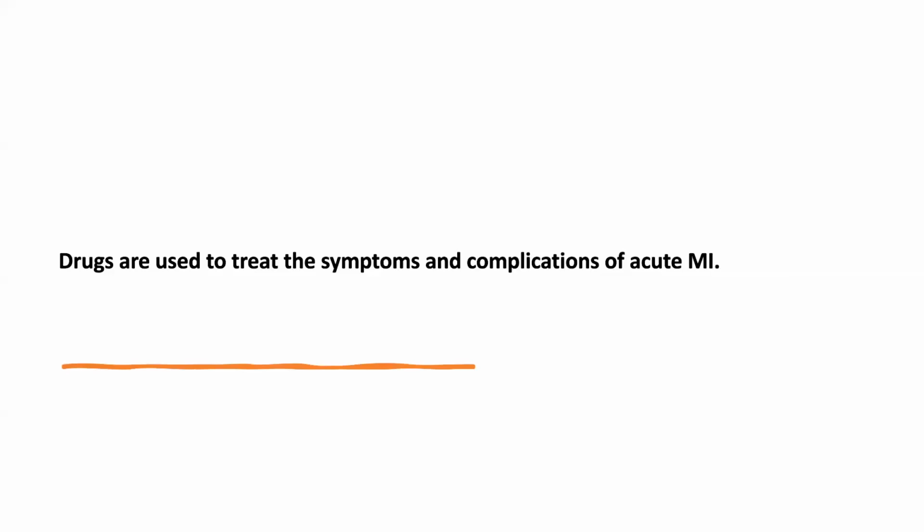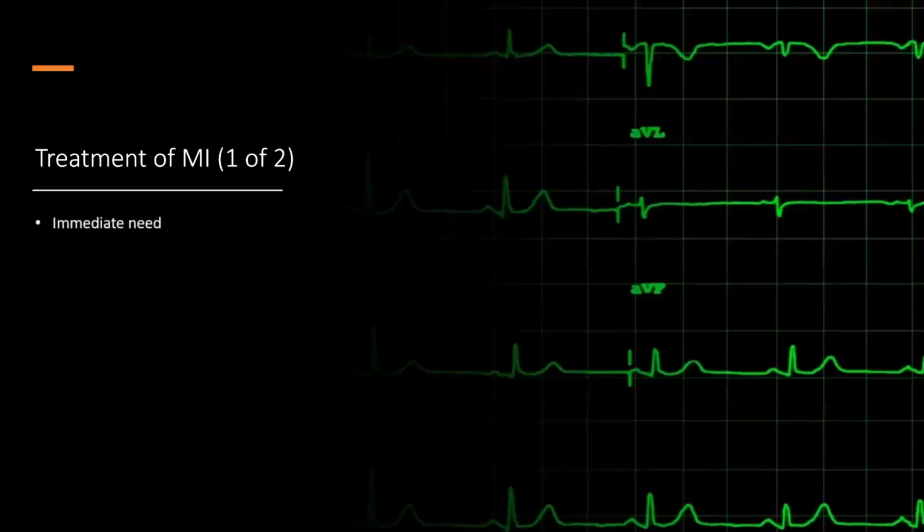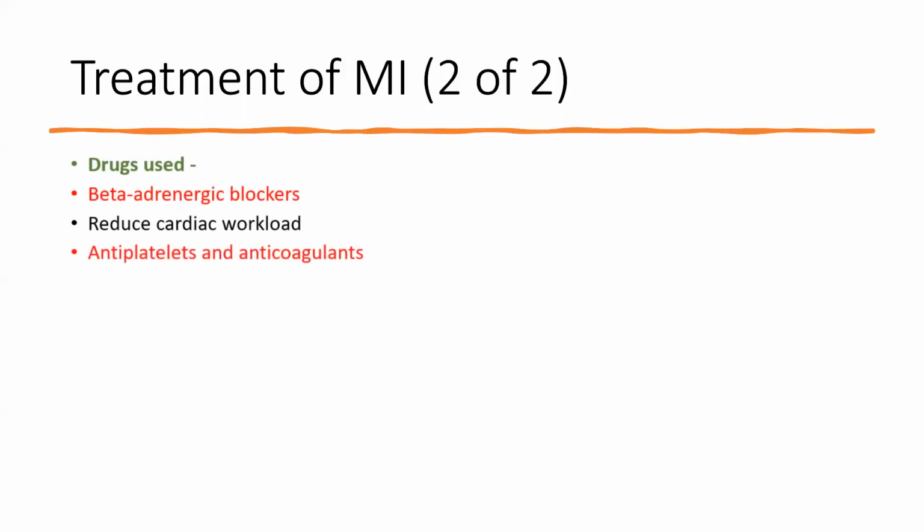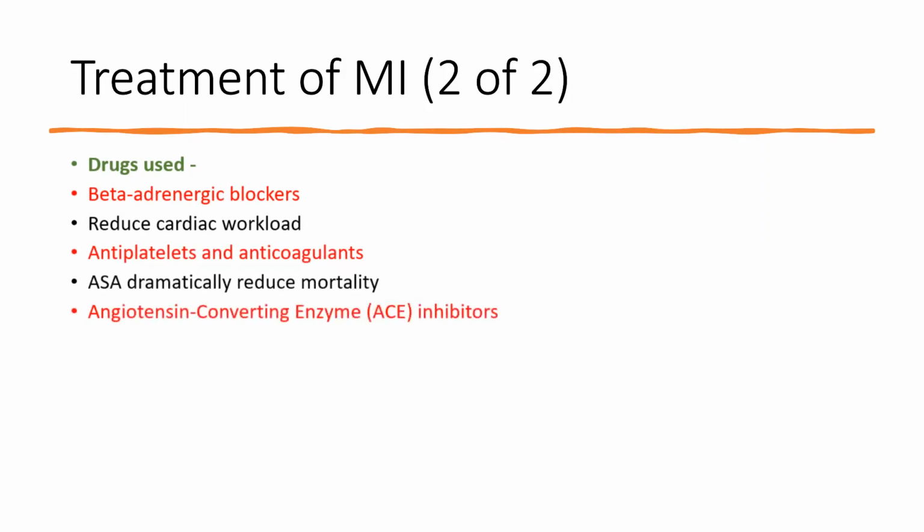Now, the drugs which are used to treat the symptoms and the complications of the acute MI include those for immediate need. They ensure that the heart continues functioning and the permanent damage from the infarction is minimized. The drugs used are the beta-adrenergic blockers, which reduce the cardiac workload. We have antiplatelets and anticoagulants, in which aspirin dramatically reduces the mortality. Then we have angiotensin-converting enzyme inhibitors, which reduce the mortality following a myocardial infarction.